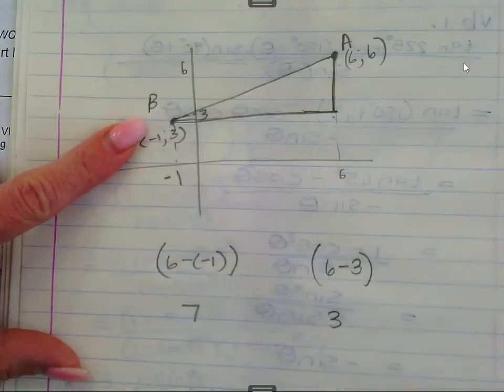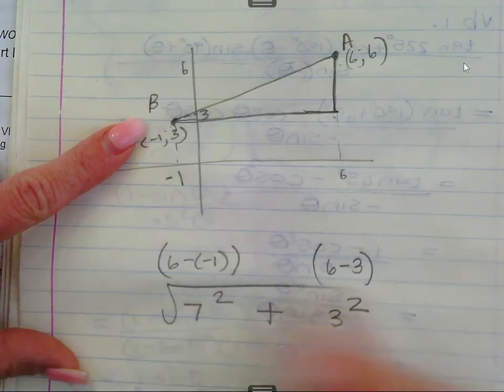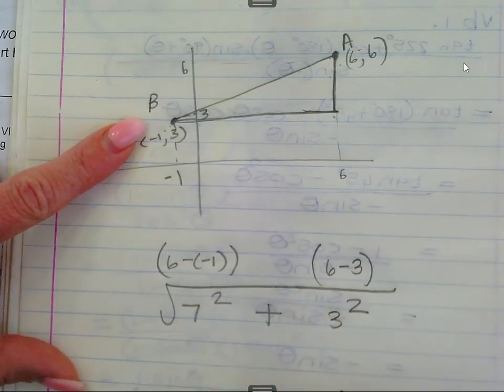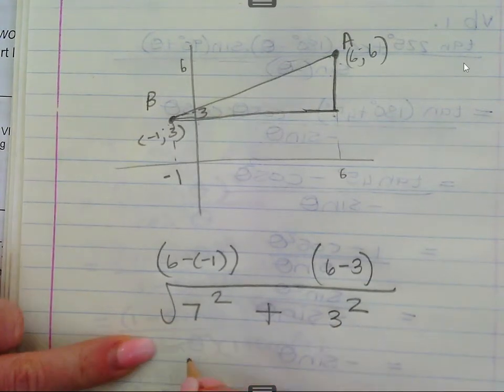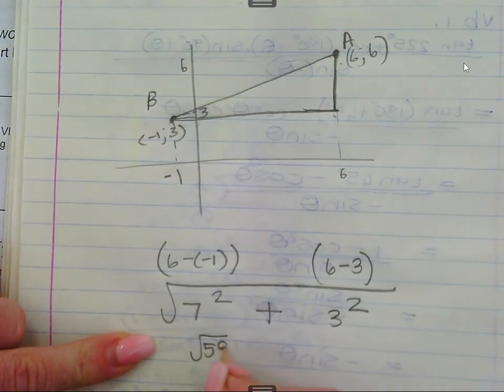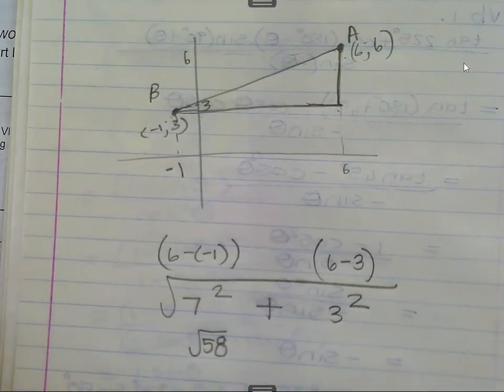If we were to do Pythagoras, we would say, I take these two, I square them, and I take the square root. That would be 49 plus 9. The answer would be square root 58. And that would be the length of line AB.